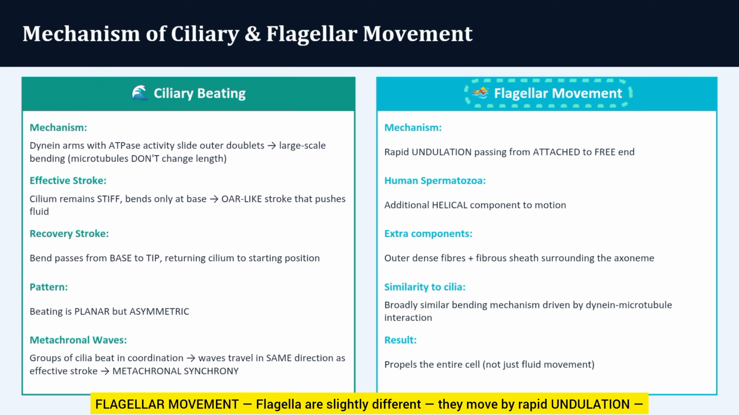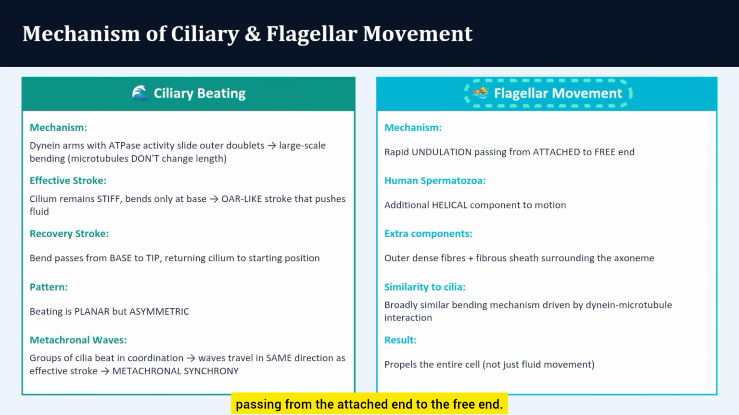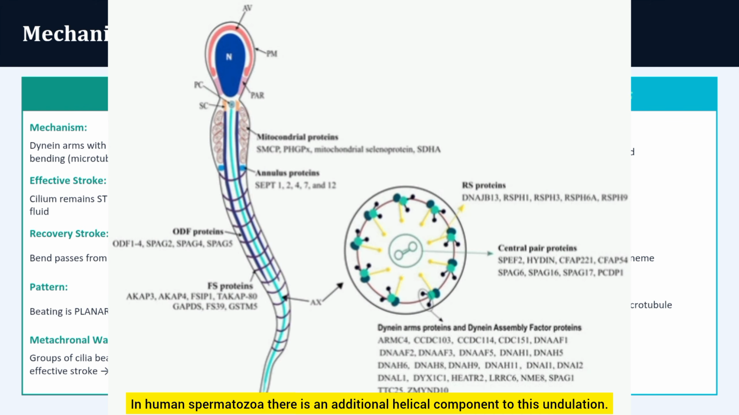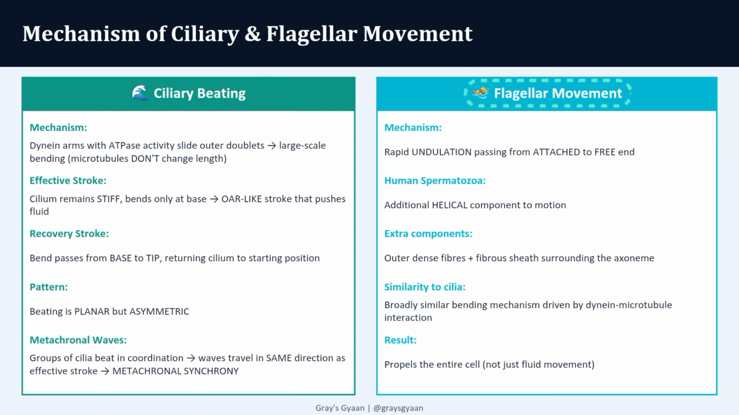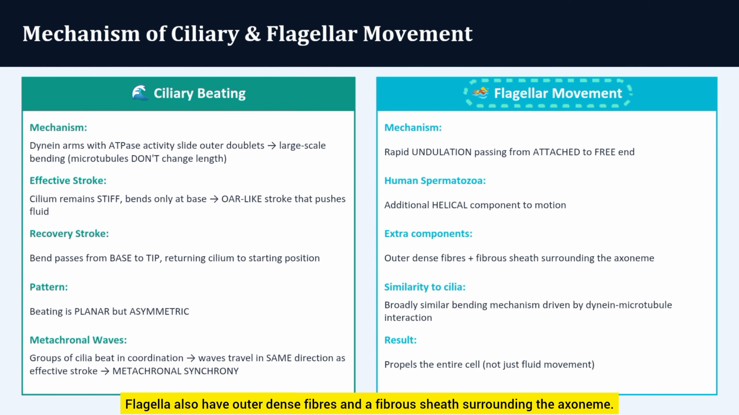Flagellar movement. Flagella are slightly different. They move by rapid undulation, passing from the attached end to the free end. In human spermatozoa there is an additional helical component to this undulation. Flagella also have outer dense fibers and a fibrous sheath surrounding the axoneme.